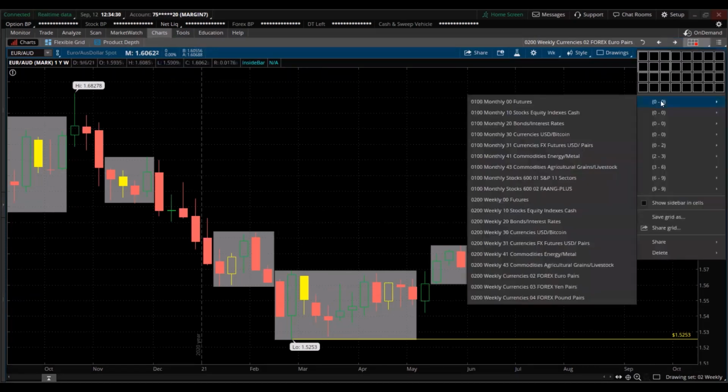Okay, that was the euro pairs. Now we'll look at the yen pairs.